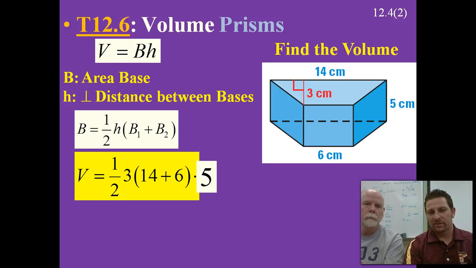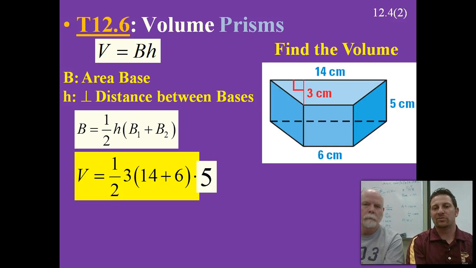1/2 is in the formula because 1/2 the height times base 1 plus base 2. 3 is the height of the base shape, the trapezoid. 14 is the length across the back end of the base. 6 is the length in the front of the base. Now, just transfer that 6 up, guys, visually, and you'll see that it's the same 6 in either the top or the bottom of the prism.